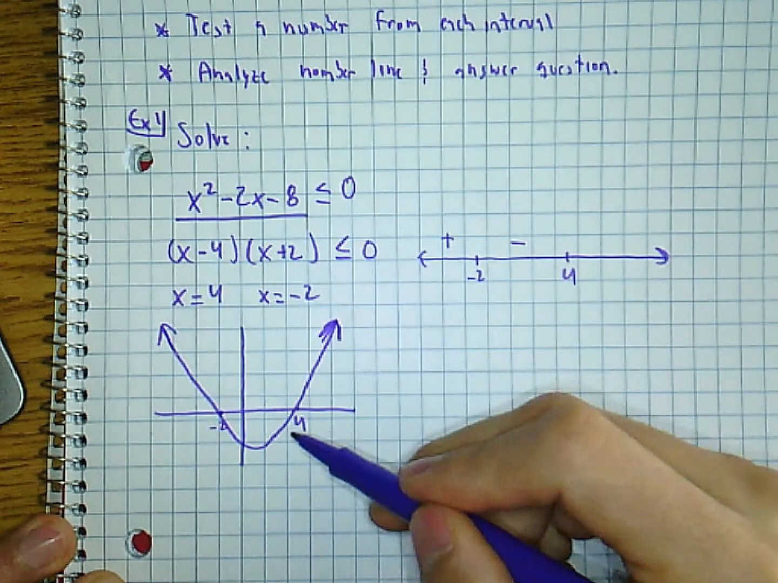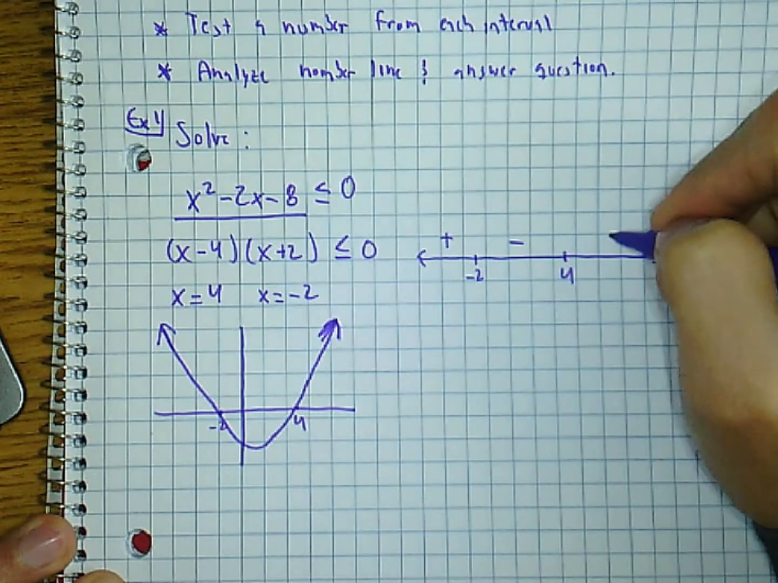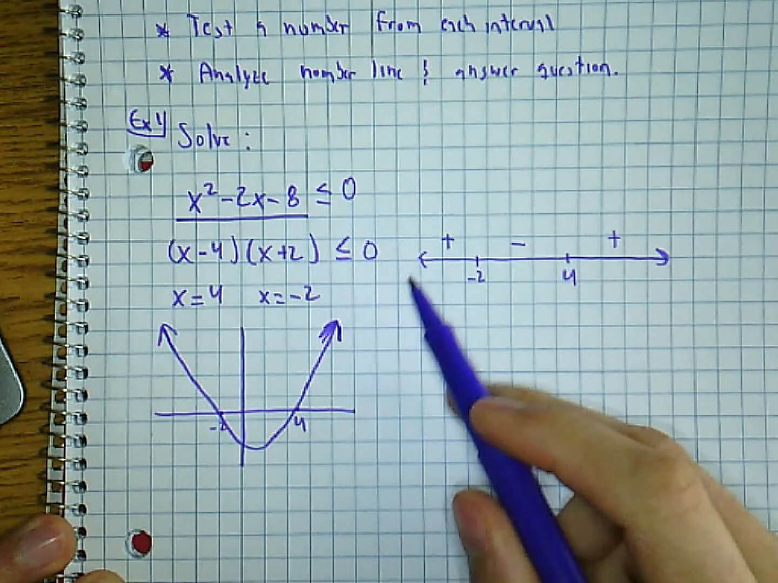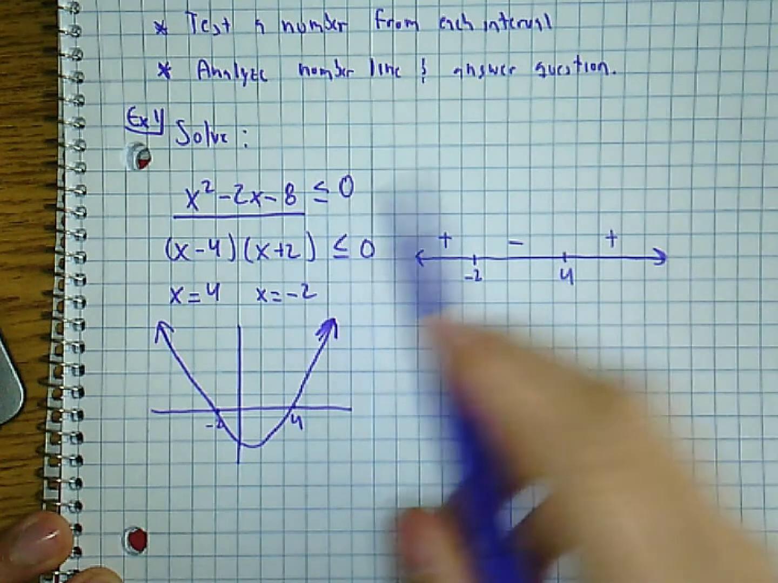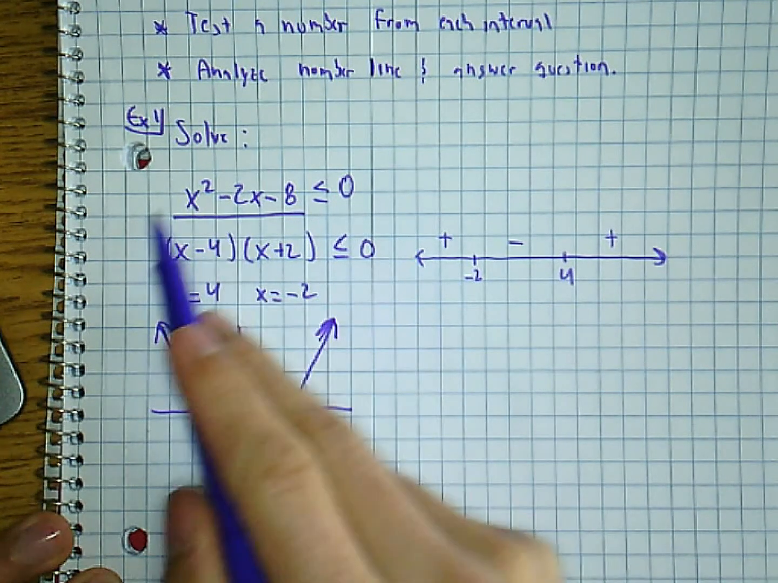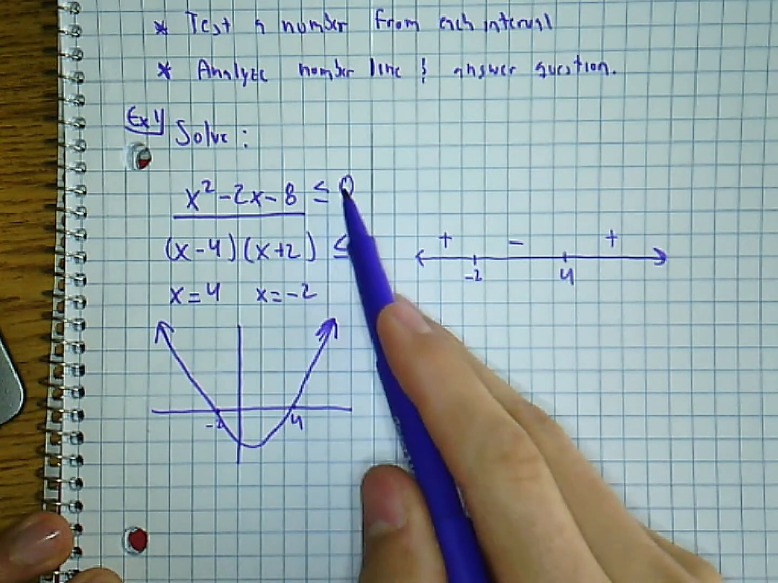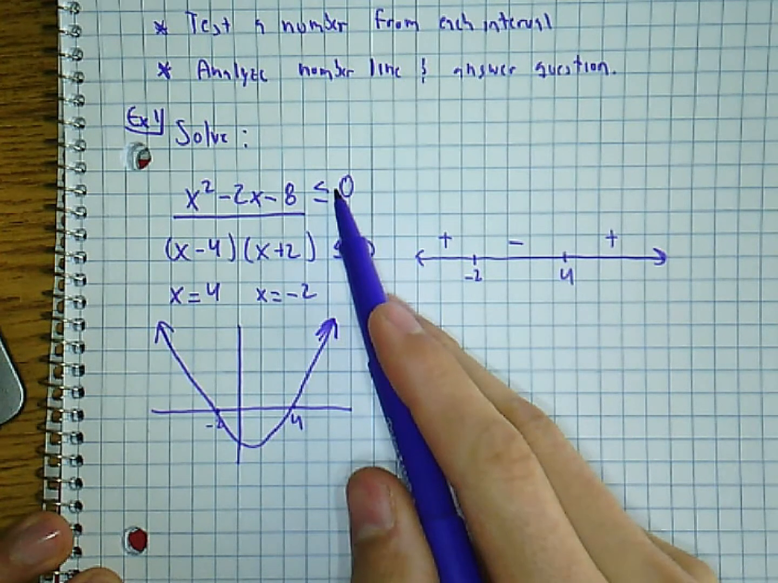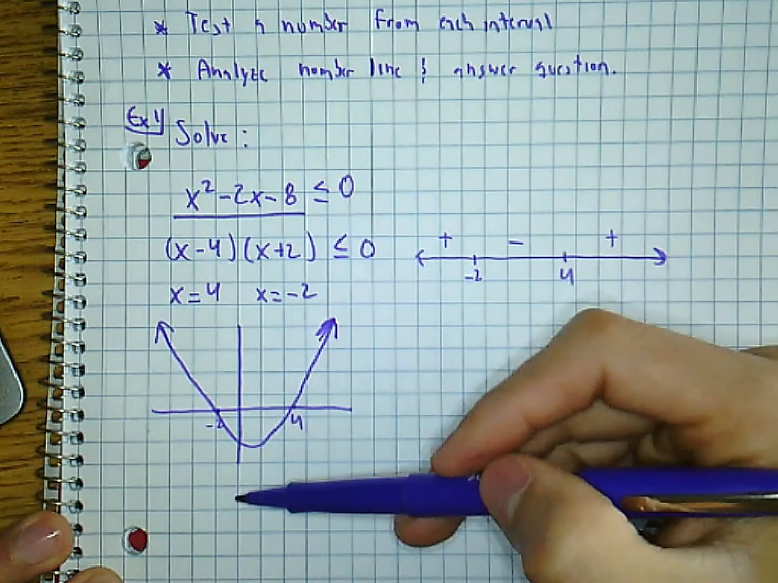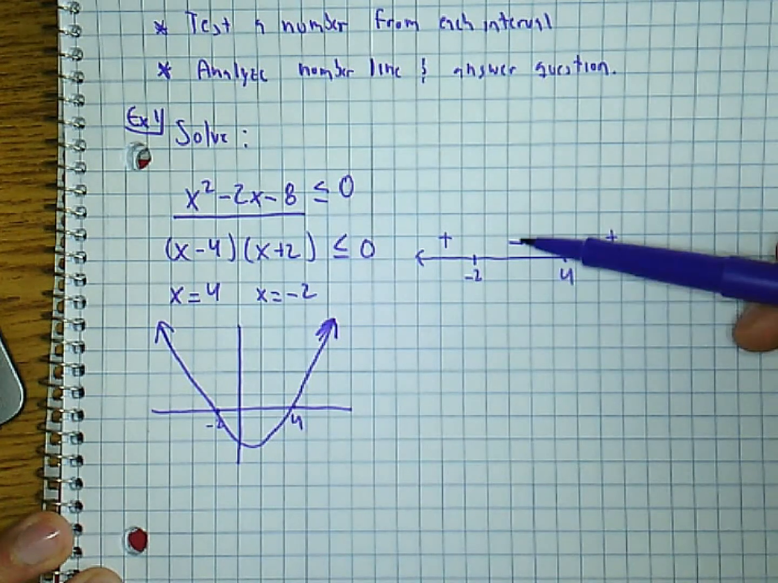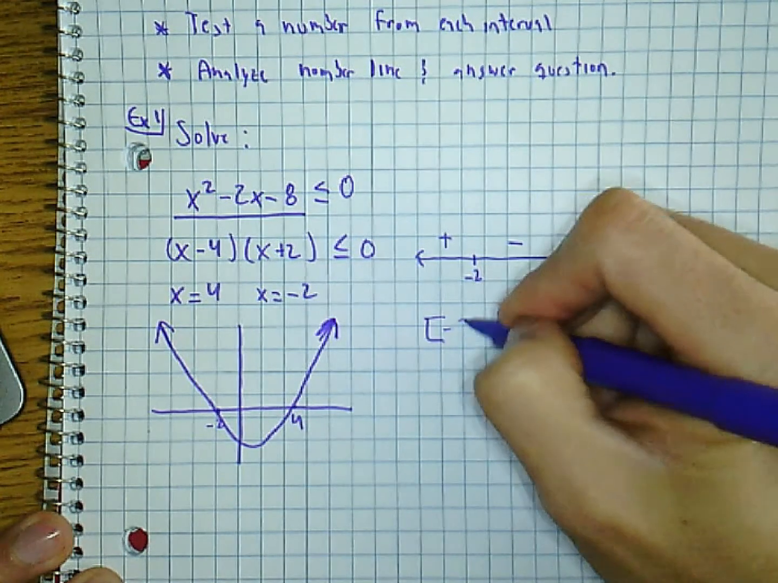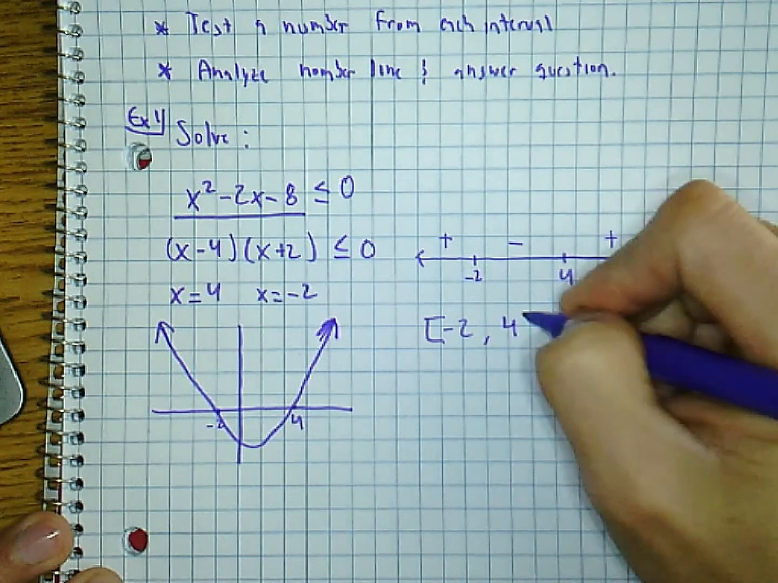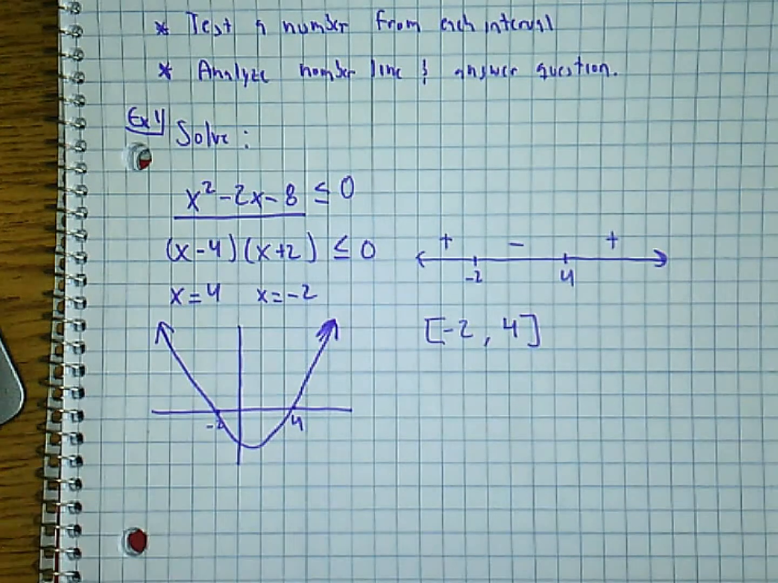And after 4, I'm above the x-axis, which is positive numbers. So now that I've filled out my number line, I can answer the question. I can analyze this number line and ask myself, when is this expression less than or equal to 0? Well, that would be when you are below the x-axis, or in the number line where you are negative. So in this case, the answer is going to be between -2 to 4, including the endpoints.